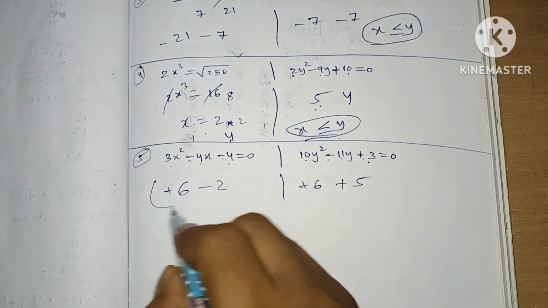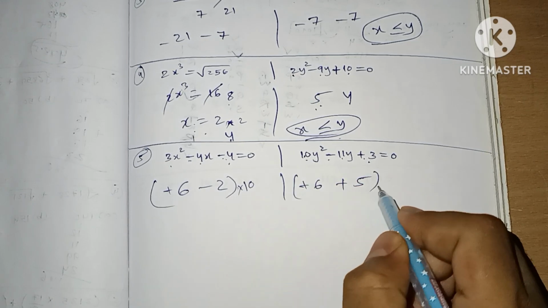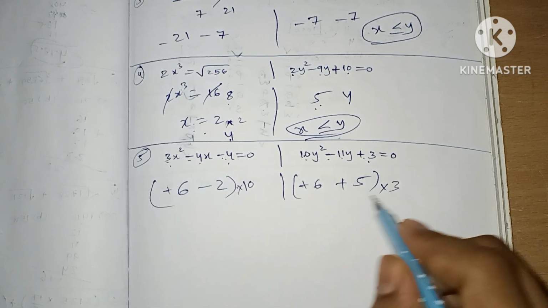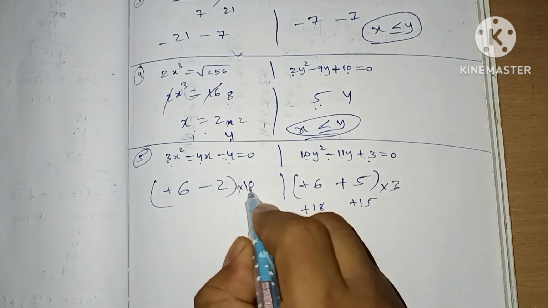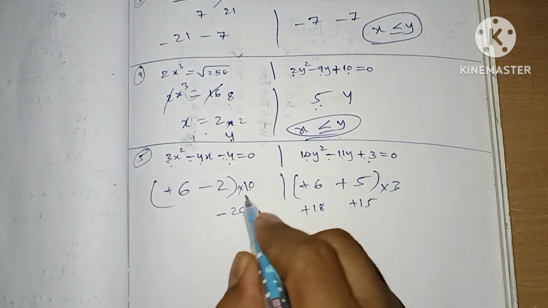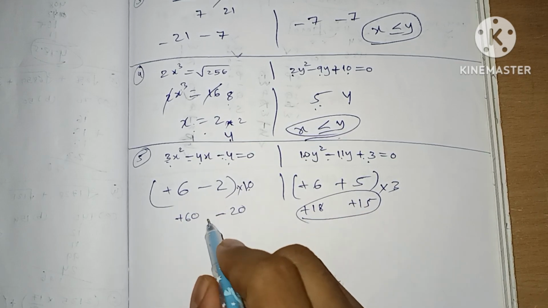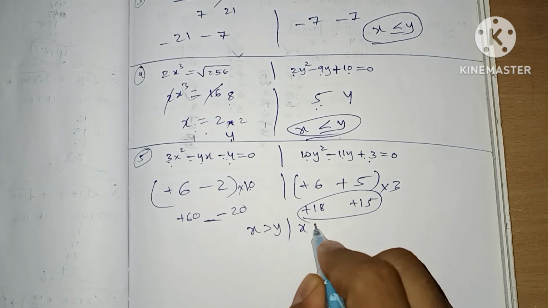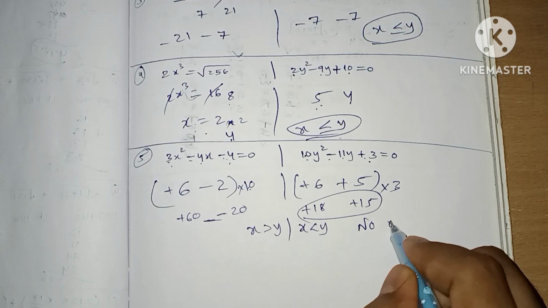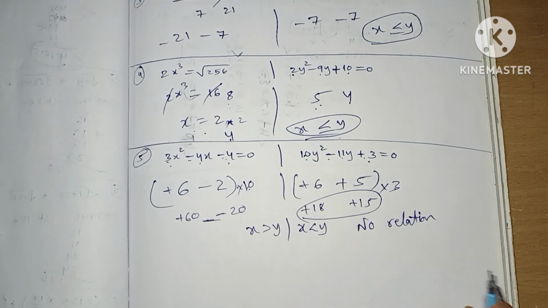To make the base equal, we multiply this with 10, this with 3. We have plus 15, 3 6 times plus 18. 10 minus 2 times will be minus 20, 10 6 times will be plus 60. These two numbers come in between these two. So here we have x greater than y and x lesser than y. So no relation can be established in between these two equations.